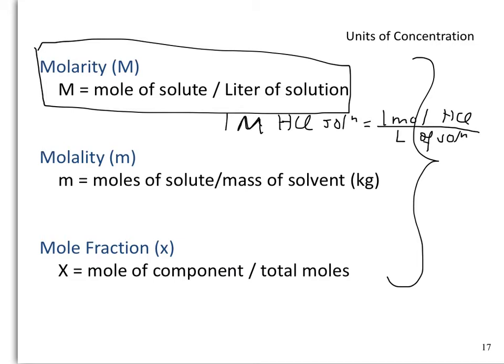Well, what does that mean? That means that you would have taken 1 plus 35.5 grams, that means 36.5 grams of HCl. You would put it in the beaker, and then you would continue to add distilled water till you hit the 1 liter mark. That means the total combined volume of the solute and the solvent happens to be a liter.